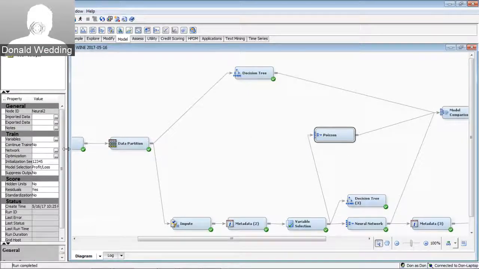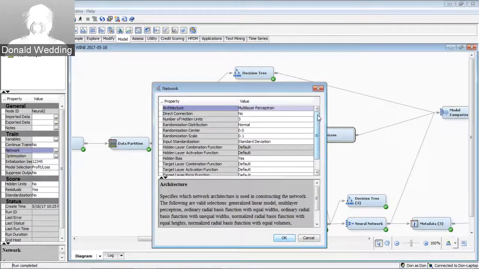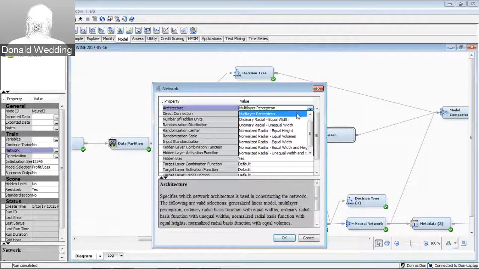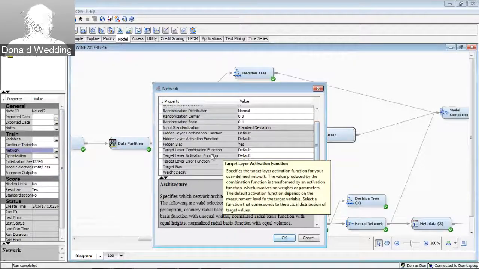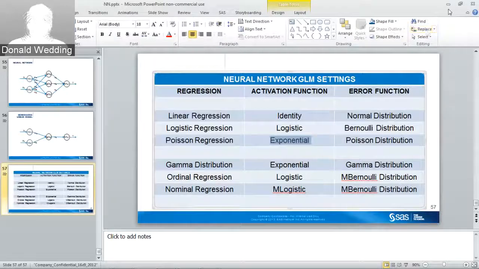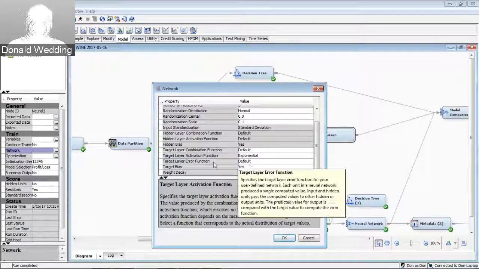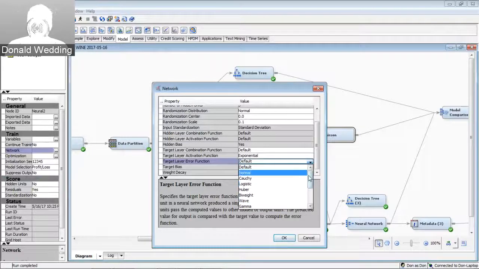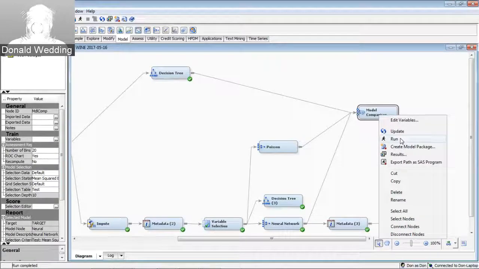And what we do is we come over here and click on network. And it says multi-layer perceptron. That's just a way of saying neural network. So when I click on this, I scroll all the way to the top, and it says generalized linear model. Then I scroll down here, and we want the activation function to be exponential, and we want the error function to be Poisson. So the activation function is exponential, the error function is Poisson, and where's Poisson? There it is. And voila, we've now tricked this neural network into thinking it is a generalized linear model.